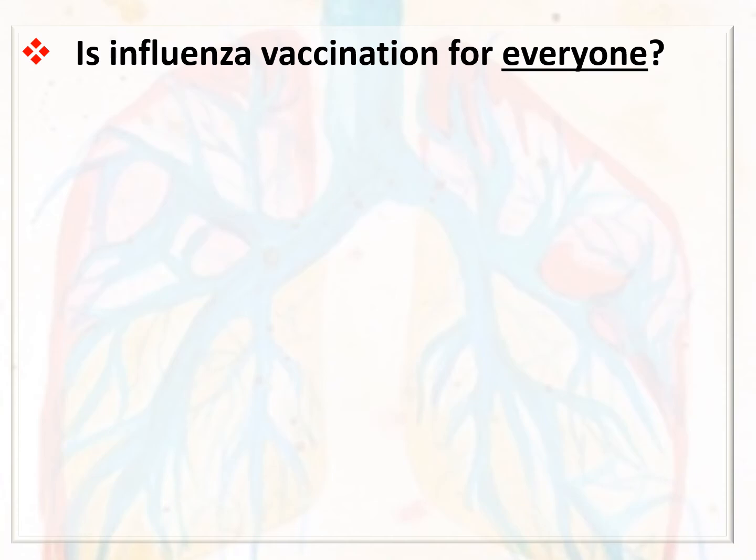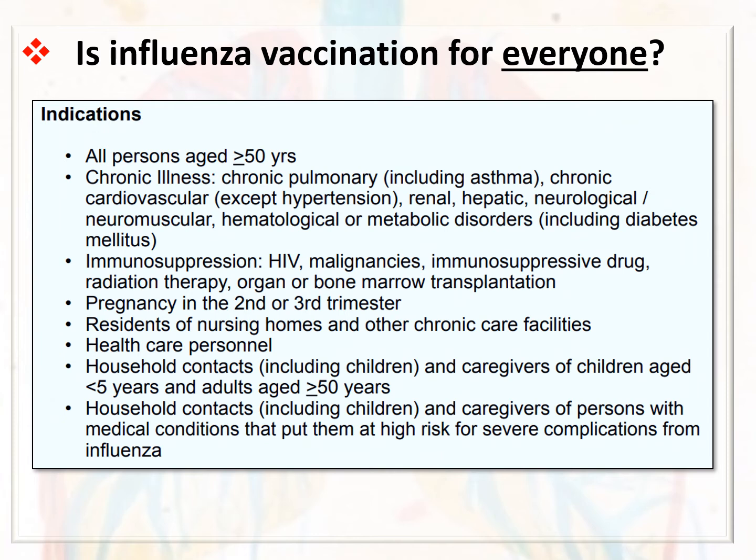Now, the question is, is the flu vaccine for everyone? These are the indications for influenza vaccination based on CDC: all persons aged more than 50 years old, patients with chronic illnesses, with immunosuppressive conditions, patients who are pregnant in their second and third trimester, residents of nursing homes, healthcare personnel like doctors, nurses, midwives.